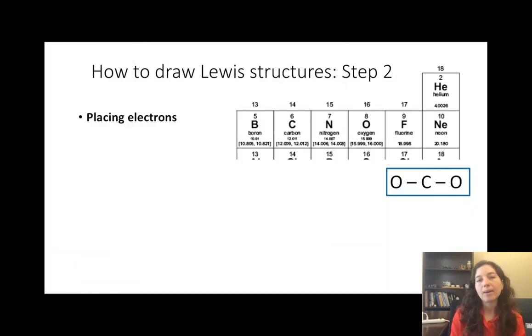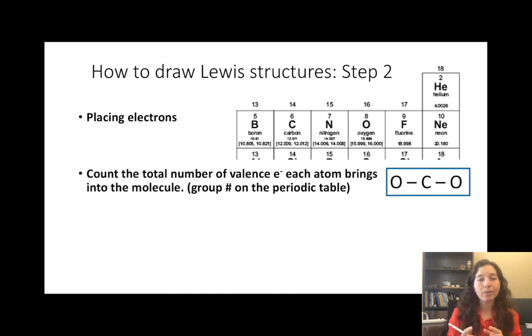Let's look at the second step of drawing Lewis structures. The next thing we want to do, after we get our skeletal structure together and we've chosen our center atom, is to place electrons around the atoms. How we do this is we need to find out how many electrons we're supposed to place in the first place.